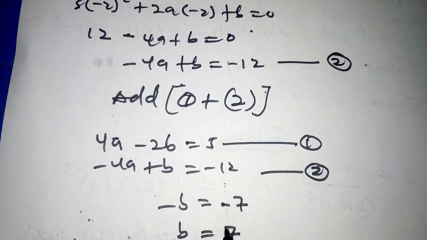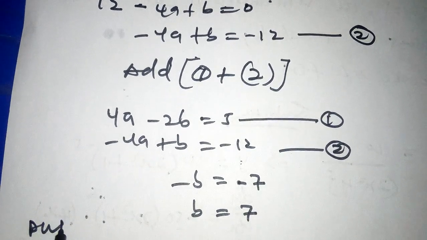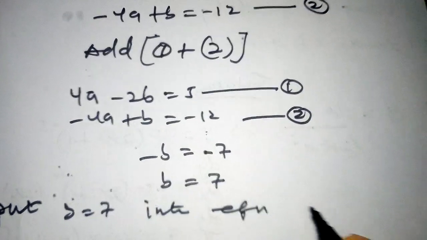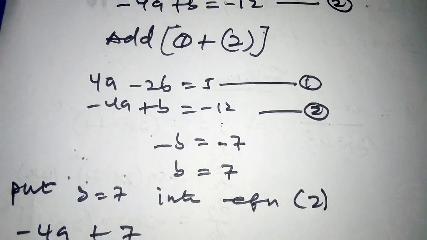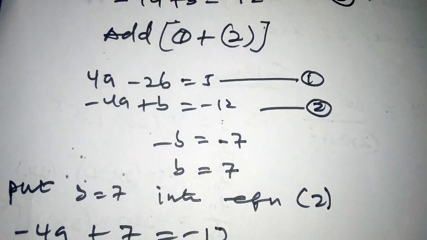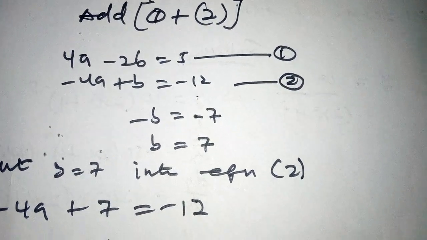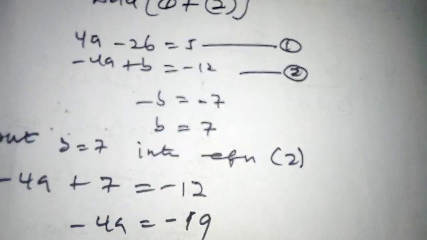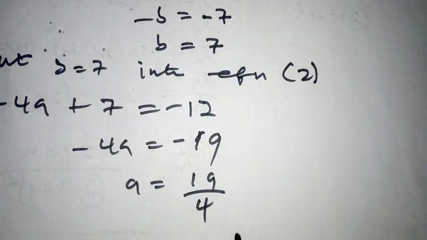So let's just say that I substitute b into equation 2. So I'm going to put b equals 7 into equation 2. That will give me minus 4a plus 7 equals minus 12. So I get minus 4a equals, the 7 will go when I subtract, I'm going to get what? Minus 19. So I have a equals what? 19 over 4.